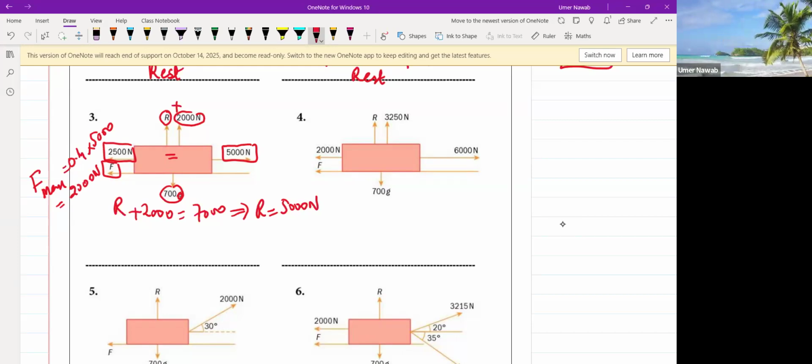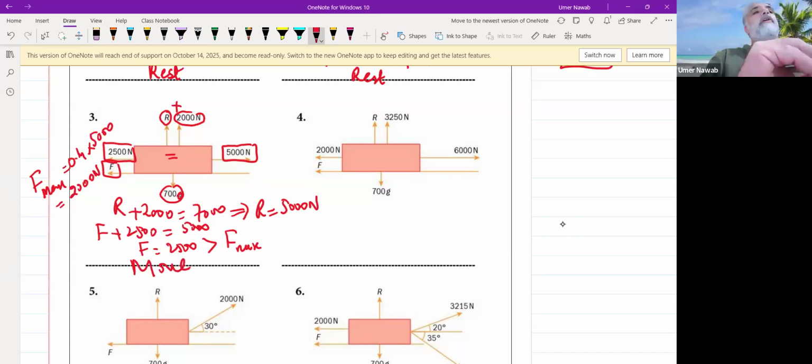Now, the equation of F is what? F plus 2,500 is equal to 5,000. So you can see F comes to you as 2,500. Now, F is bigger than F max. This is the situation when the body will start moving in the right hand direction.